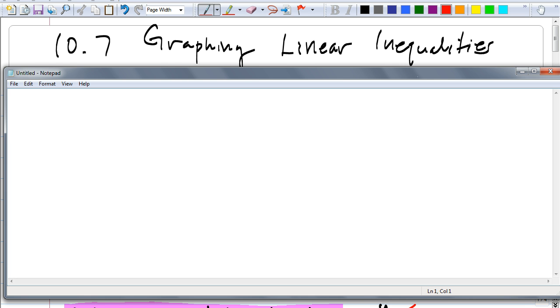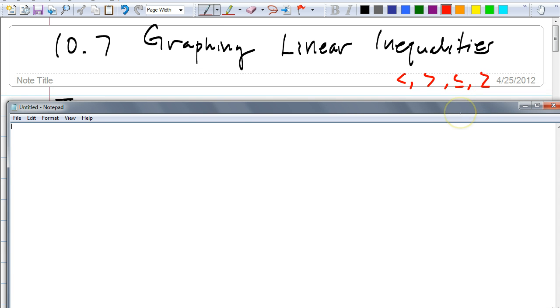Who remembers? Raise your hand. Greater than, less than. Yeah. So greater than, less than, less than or equal to, greater than or equal to. Keep that in mind, because we're going to be graphing not linear equations, but linear inequalities, and let's see how different that is. It actually has a very close relationship with graphing linear equations.